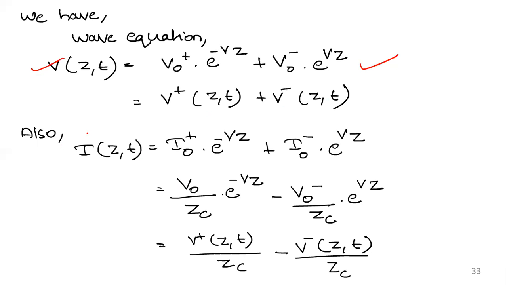Similarly, current also we can write as I0 plus into e raised to minus gamma z plus I0 minus into e raised to gamma z. Dividing voltage by the characteristic impedance will give you the current, that is V0 plus by ZC into e raised to minus gamma z minus V0 minus by ZC into e raised to gamma z. So V plus divided by ZC minus V minus divided by ZC.